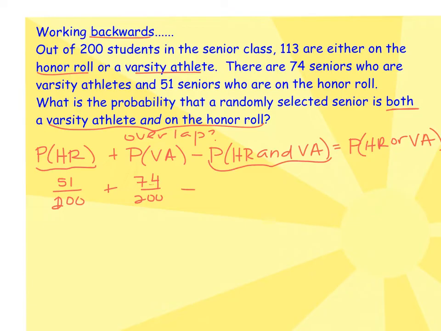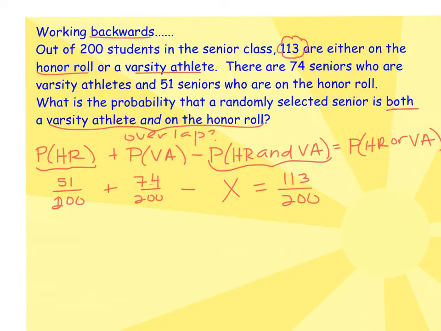Minus what we don't know. We don't know the students who are in both, so we're just going to give that a variable. Call that X. Equals the probability of selecting a student that's either on the honor roll or a varsity athlete. And if you see up above, there's 113 students where that's true. So the probability of selecting one of those students would be 113 out of our sample space of 200.